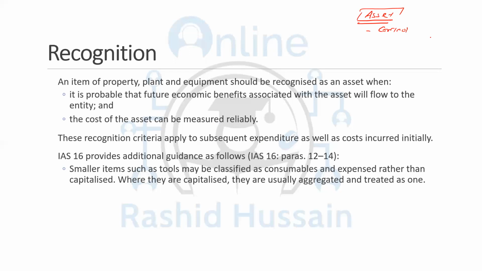And I told you in accounting, we see the commercial substance, the economic reality, rather than legal form. It doesn't matter even if you do not have the legal title. If you have control, which means the risks and rewards, then that means it's your asset. So this is the control. And then we talked about the economic benefits: economic benefits are probable to flow to the entity.